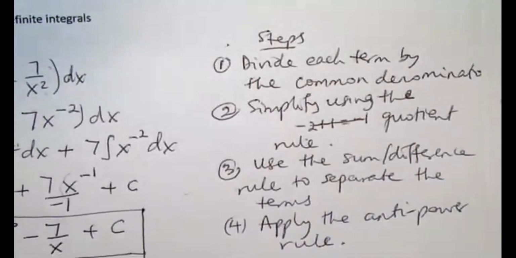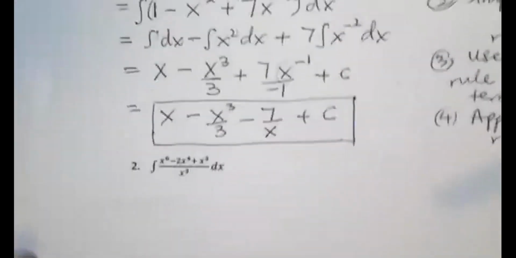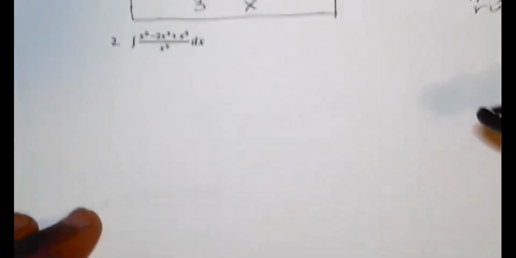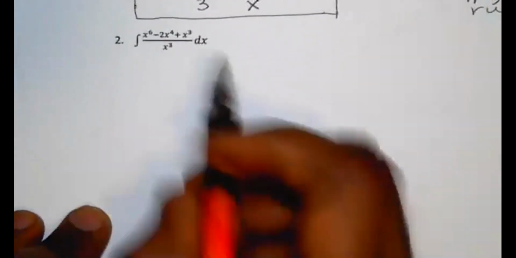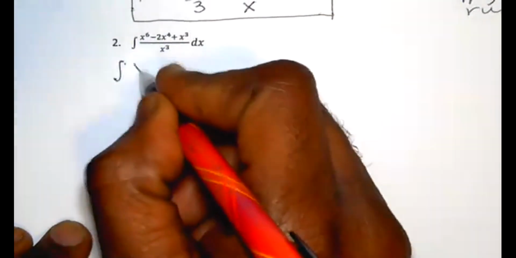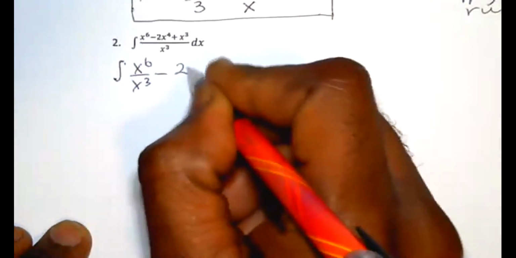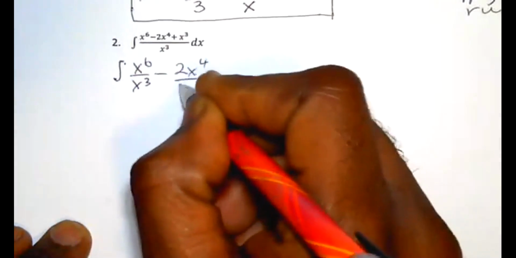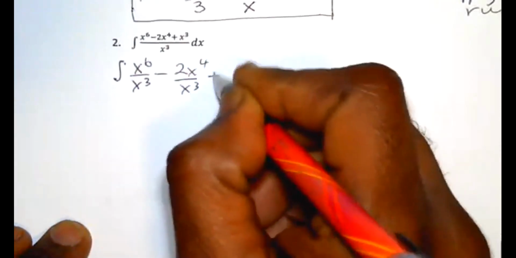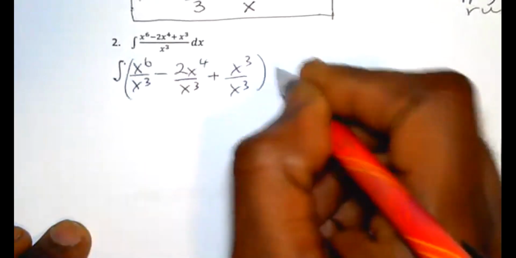Okay. Great. So let's try the second example. I'll do the same thing. The common denominator is x cubed. So let's split that up. So x to the power 6 divided by x cubed, minus 2x to the power 4 divided by x cubed, plus x cubed divided by x cubed, all this dx.